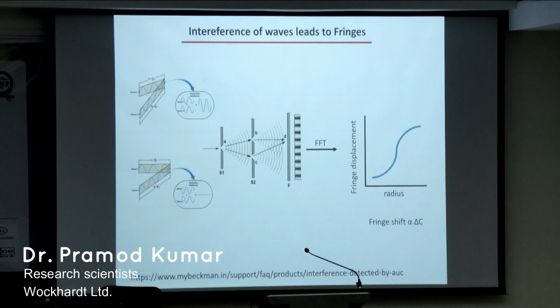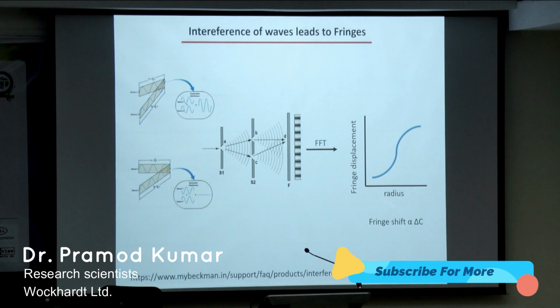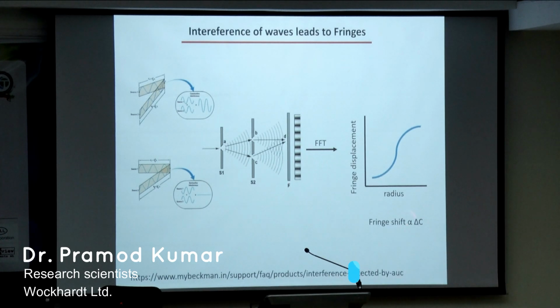This is very important. The fringe displacement is recorded over a period of time, along the radius of the cell actually. So, and fringe shift is directly proportional to the change in concentration in the sector cells. So, as you spin along the cell over a period of time, the concentration gradually changes and it always increases actually. And this increase in the concentration causes the change in the refractive index tremendously, and this fringe pattern also changes, and that is what you are going to record primarily in the AUC in case of interference optics.